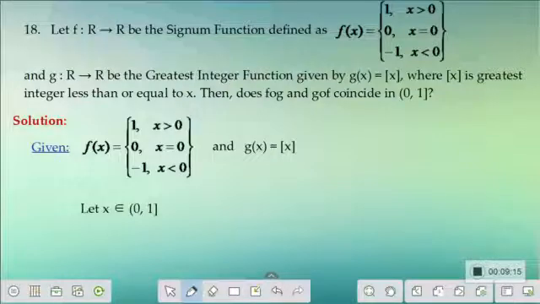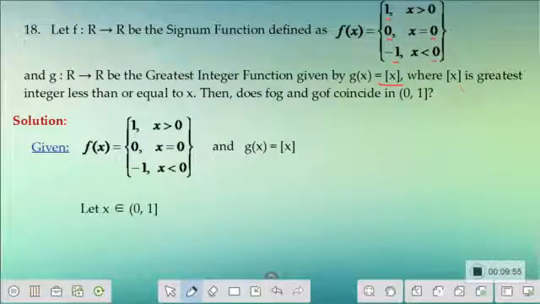Here we have the 18th problem. So the 17th problem will be your homework. Let f from R to R be the signum function defined as f of x is equal to 1 when x is greater than 0, f of x is 0 when x is equal to 0, and f of x is minus 1 when x is less than 0. And g from R to R be the greatest integer function given by g of x is equal to the greatest integer function of x. This is not modulus, it's the greatest integer function, where this bracket x is the greatest integer less than or equal to x.